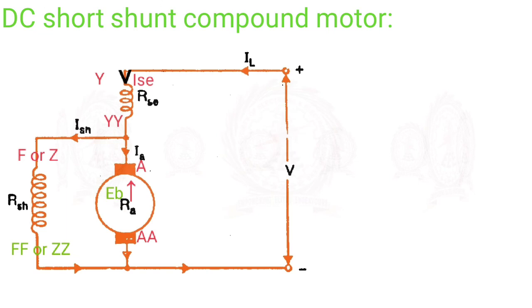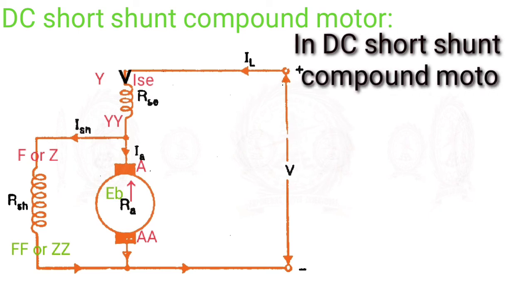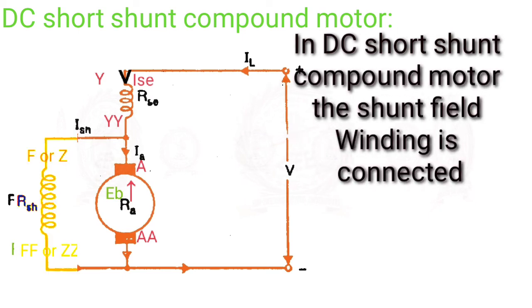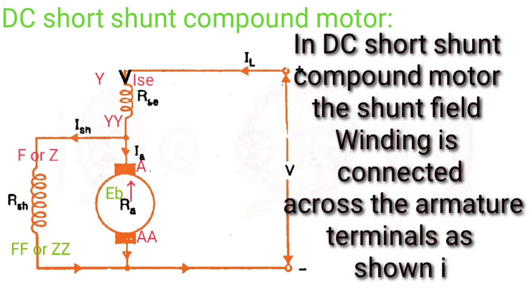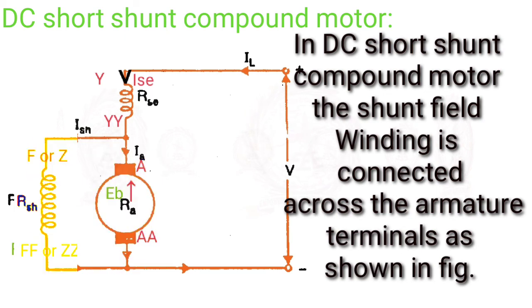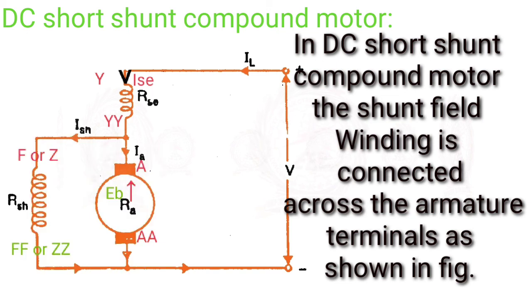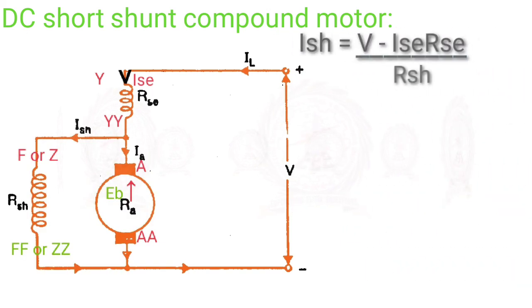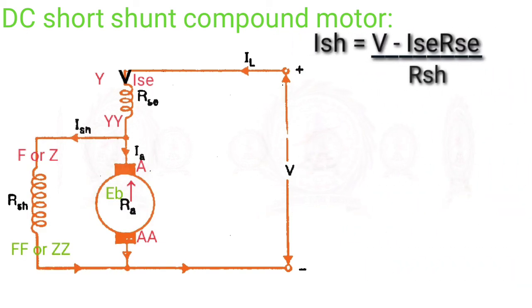Next is the DC short shunt compound motor. This is the last in this article. In a DC short shunt compound motor, the shunt field winding is connected across the armature terminals, as shown in the figure. Here the current and voltage equations are ISH is equal to V minus ISC RSC divided by RSH. IL is equal to ISC.